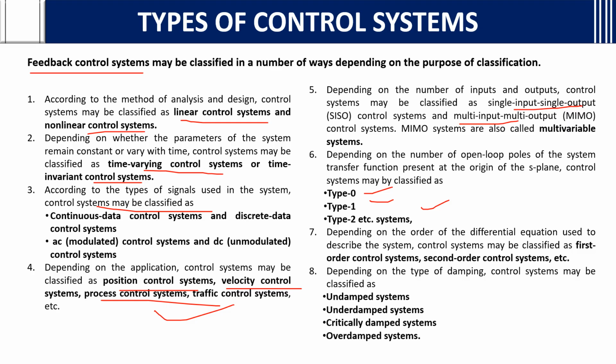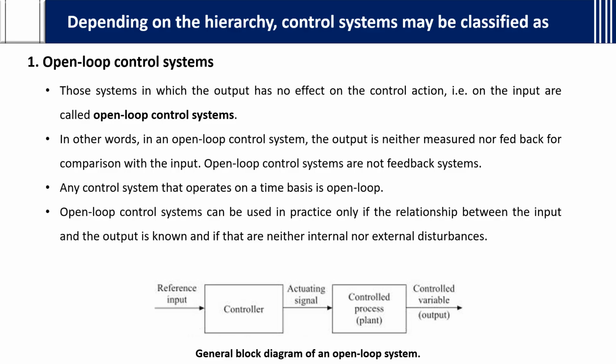Depending on the order of the differential equation used to describe the system, control systems may be classified as first order control systems, second order control systems, and so on. Depending on the type of damping, a control system is classified as undamped, underdamped, critically damped, or overdamped. You can write this down.